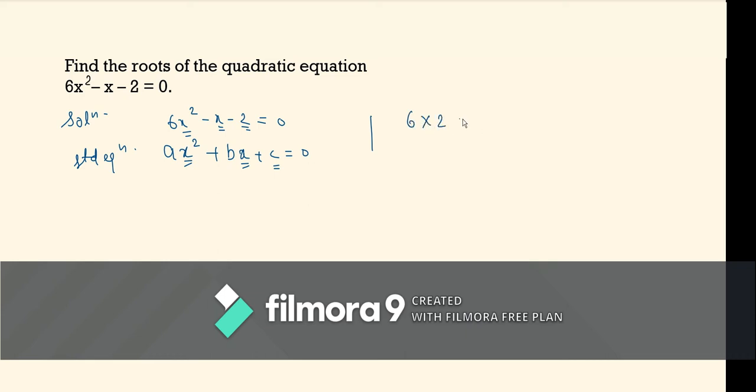6 into 2 gives you 12. Okay, now factorize 12 in such a way so that you can make it as minus 1x. Means first of all you will try to make it as minus 1, thereafter you will multiply with x, as I have done in the previous one.